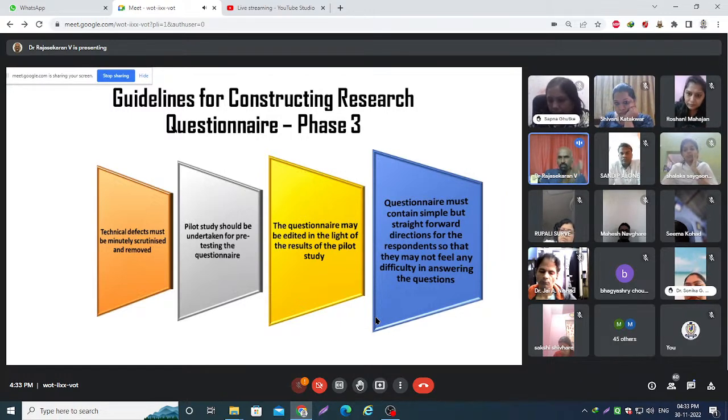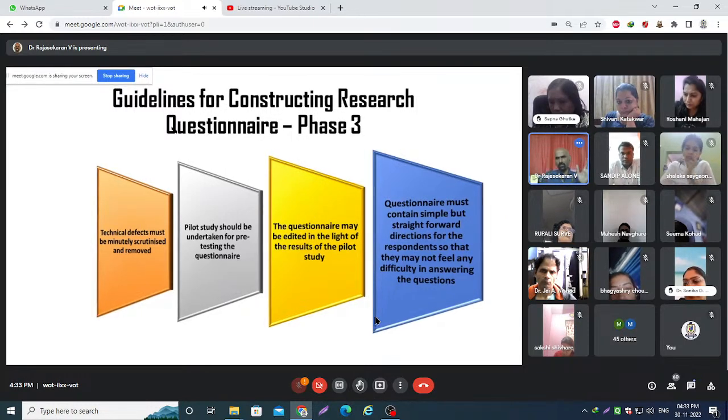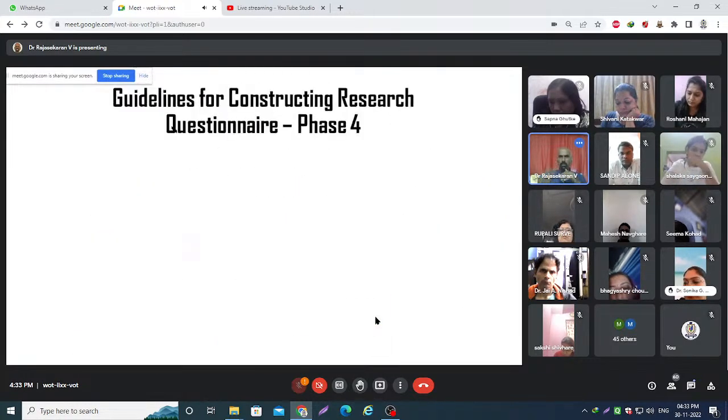So if you use these 4 things in phase 3, once you have done everything, now you are 100% ready for the final rollout of the questions. That is phase 4.